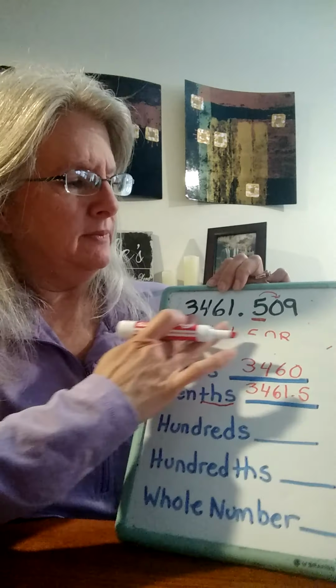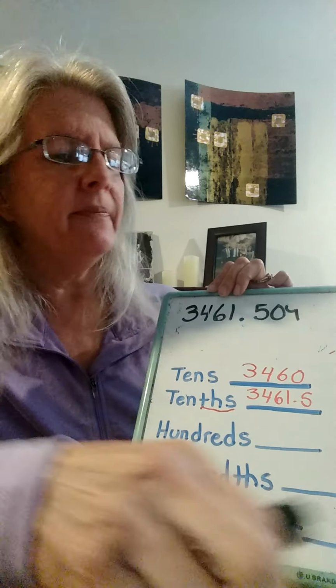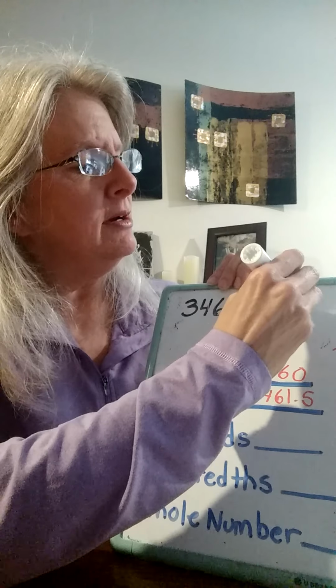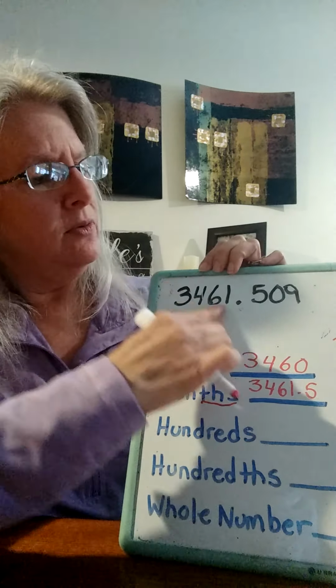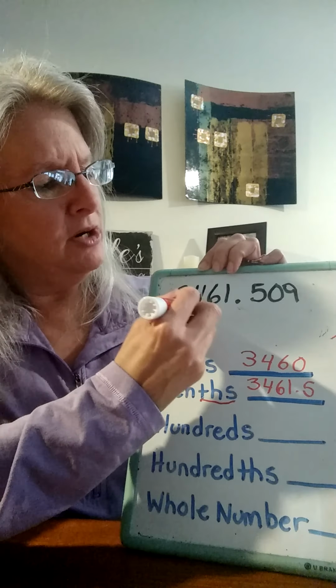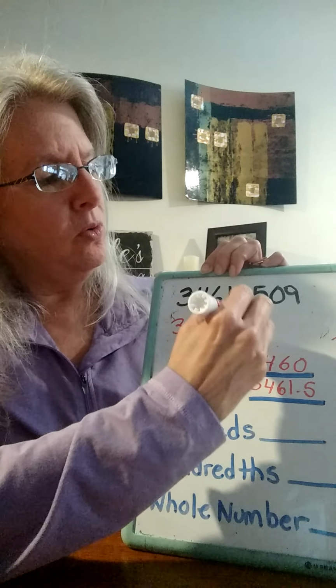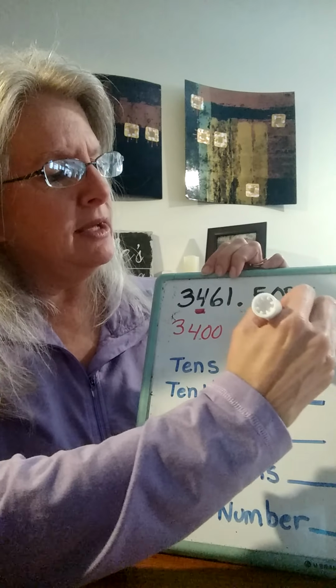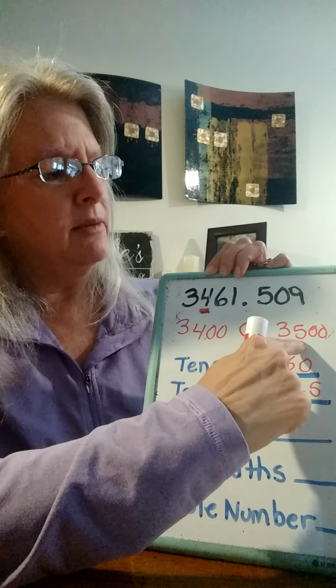Let's look at the next one. Oh, I erased part of my 9. So our next one that we're going to look at is the hundreds place. So here's the decimal, ones, tens, hundreds. We're trying to decide, is it closer to 3,400 or is it closer to 3,500? Do we keep the 4 or do we make it bigger?